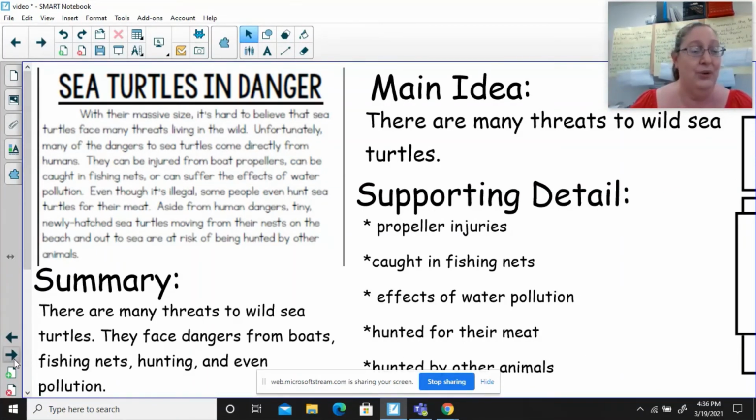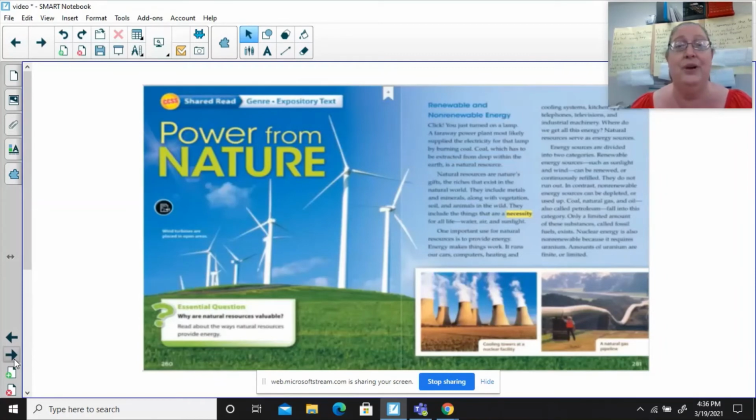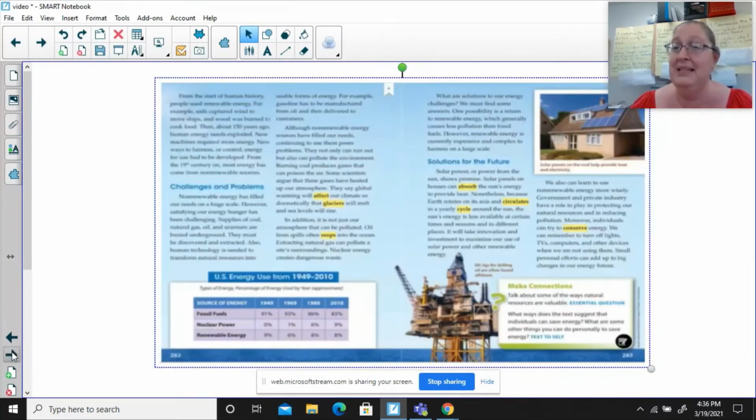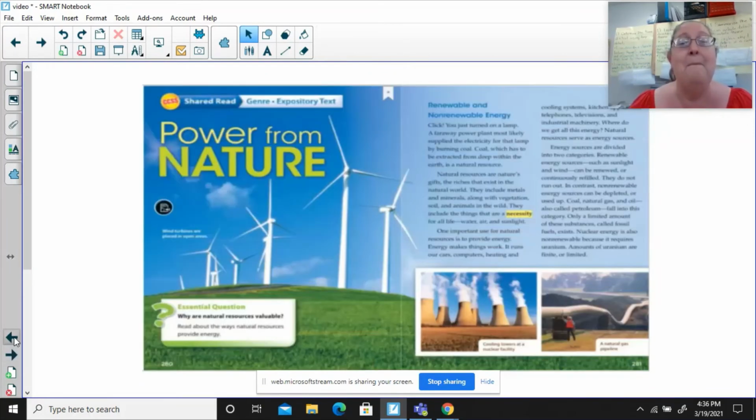I want to show you a passage that we have in our 5th grade textbook. This is called Power from Nature. You can see it's fairly long, but it has multiple main ideas. For instance, if I look at the title here, it says Power from Nature. So I can conclude that our main idea for the entire passage, which is then called a controlling idea, is that the power that we use to power our electricity or to cook our food at night comes from nature.